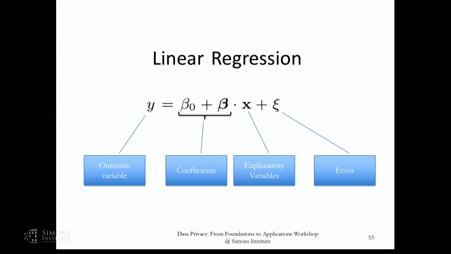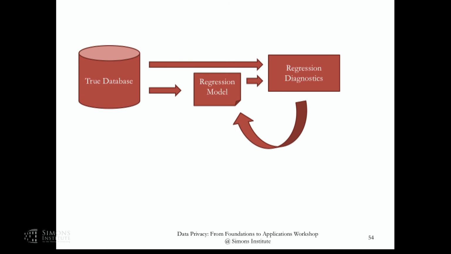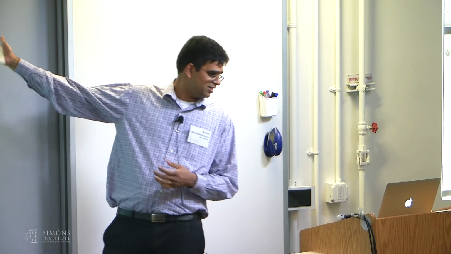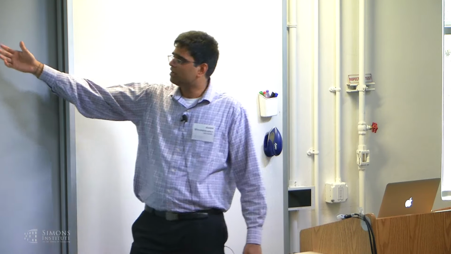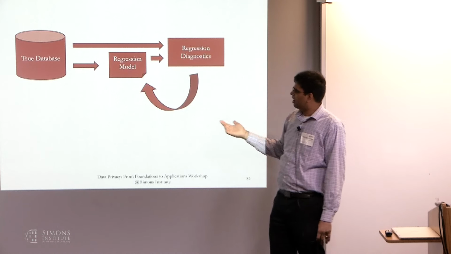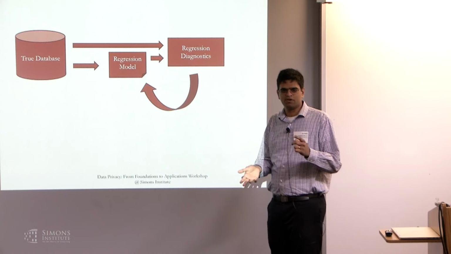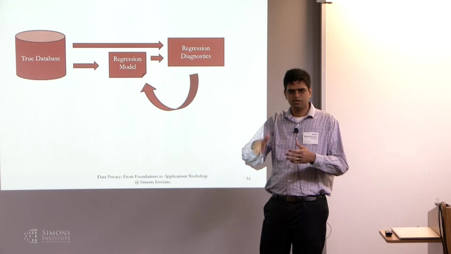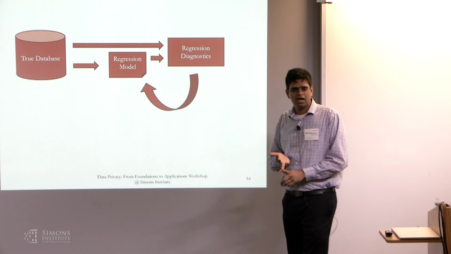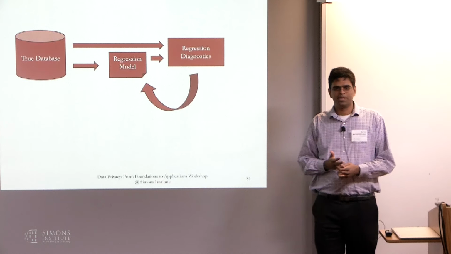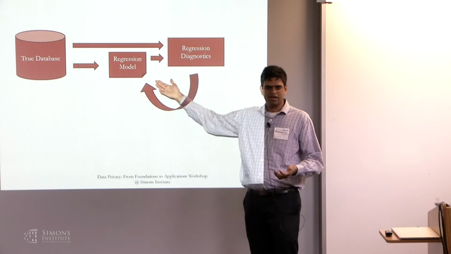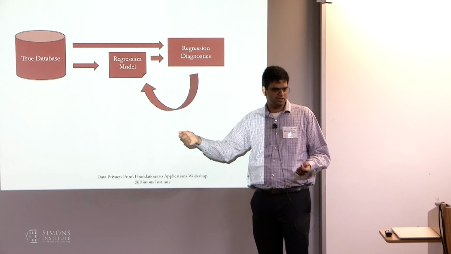So what do people do with the real data? They take a true database, they build a regression model, and they check whether this regression model makes sense. So they have some diagnostics here. What are these diagnostics telling them? They tell them, am I even having the right fit with this model? Sometimes they're asking how much prediction accuracy I have, like prediction error. But more importantly, they ask things about model fit. Is this linear model even the right model for my data set?